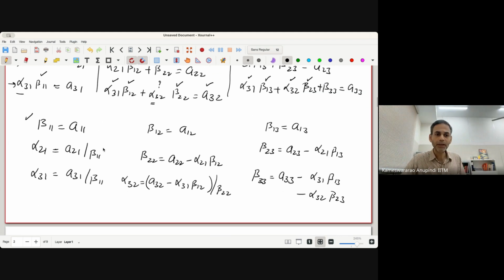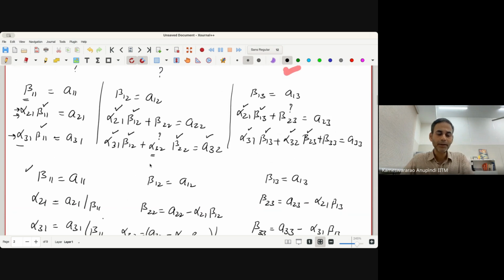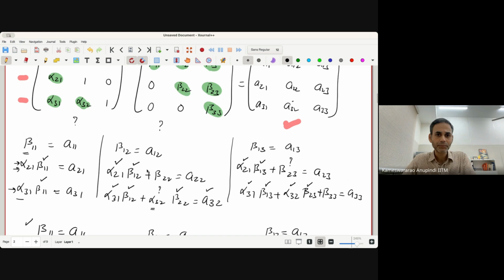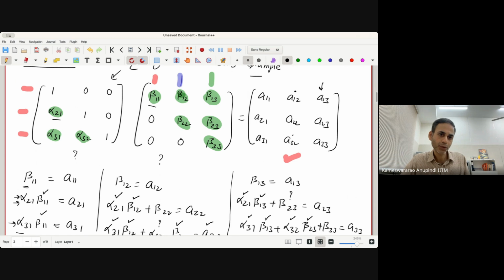Now from here, can we build a general algorithm? If you look at the way we have calculated, I calculated beta 1,1 first, and then we calculated alpha 2,1 and alpha 3,1. That means we are coming down the column. Once I calculate this, I'm calculating this and this. Then we go to the next column, calculate this, and then calculate alpha 3,2. Then we calculate this one, this one, this one, and there is nothing in alphas to be calculated. So we are going column by column.